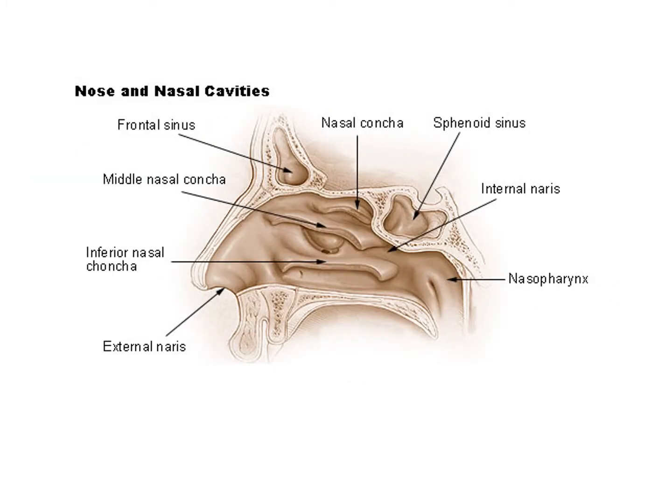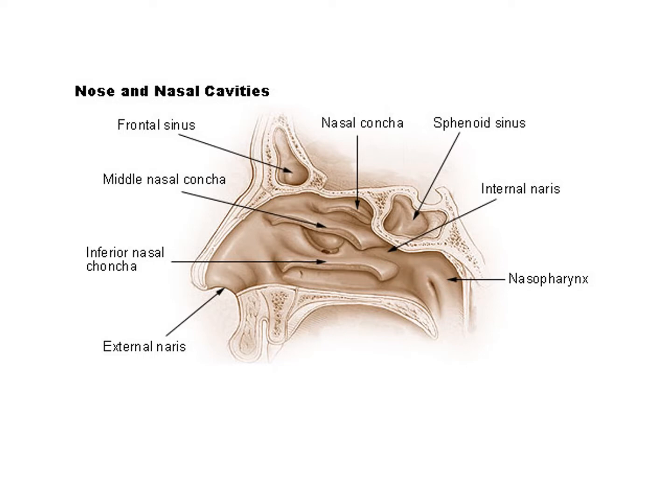Here we can see an access point directly into the sphenoid sinus. The sphenoid sinus is going to sit on the anterior portion of the sphenoid and make up the border between the front and back portions of it, and then border on the nasal conchae.